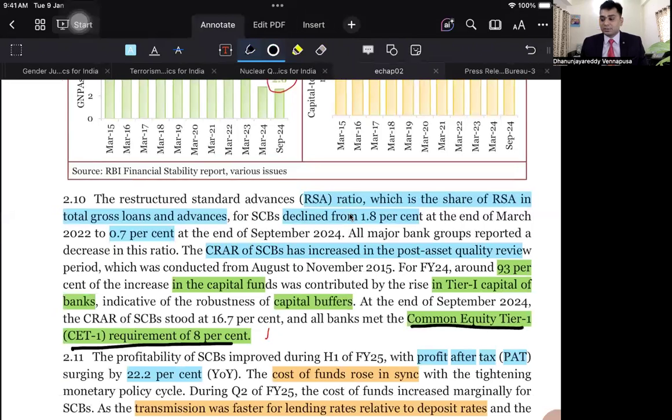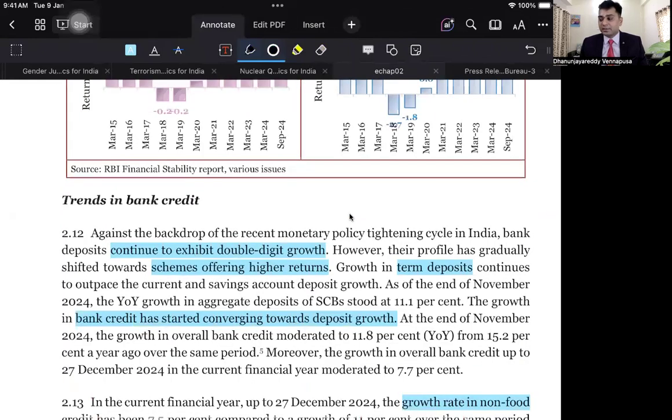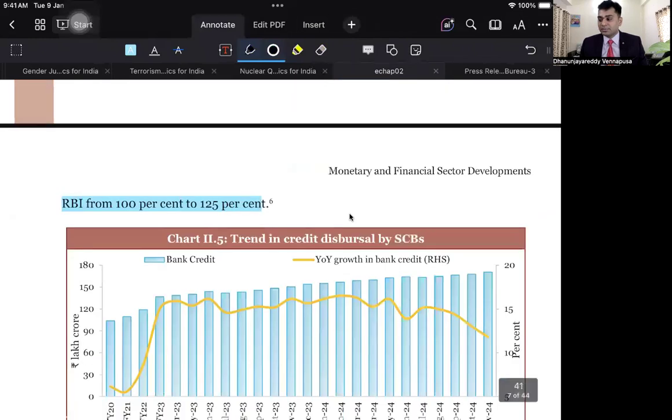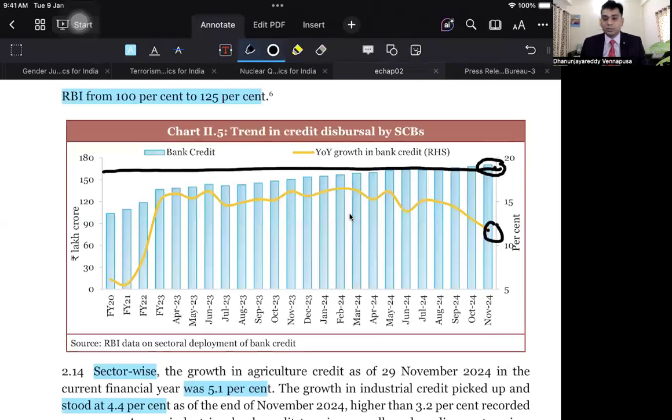Next one is looking at the return on assets of scheduled commercial banks. The return on assets are on the loans that banks have given, and return on equities have been substantially good. Trends in bank credit. If you look at the bank credit, year on year the bank credit has been increasing in absolute numbers. There has been a substantial increase in the total amount of credit that the banks have given, to somewhere around 160 to 170 lakh crores in the country. However, in terms of year on year growth, there was a decline, but the total amount that has been given to the various sectors by the banks has increased.